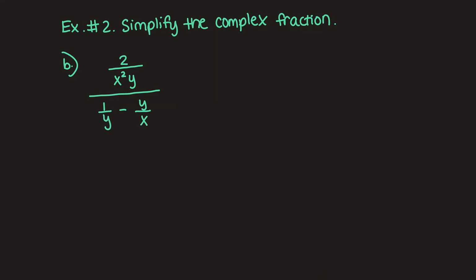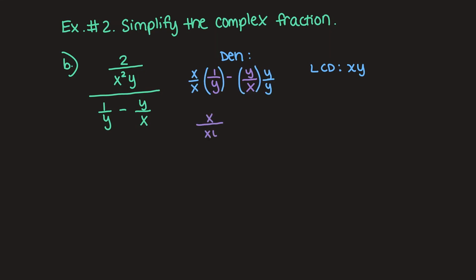For this example, the numerator of the complex fraction is already written as a single fraction. However, the denominator is not, so we'll have to work with the denominator of the complex fraction and write it as a single fraction. So the least common denominator for y and x will just be y times x, or x times y. To rewrite these fractions as an equivalent fraction with a denominator of xy, we multiply this fraction by x over x, and the other fraction by y over y.